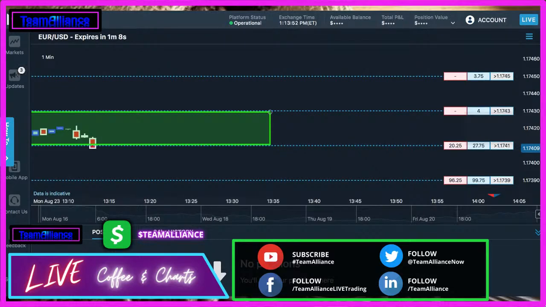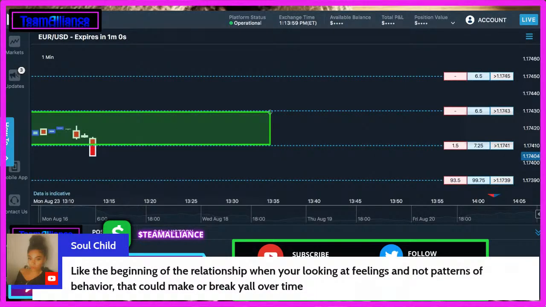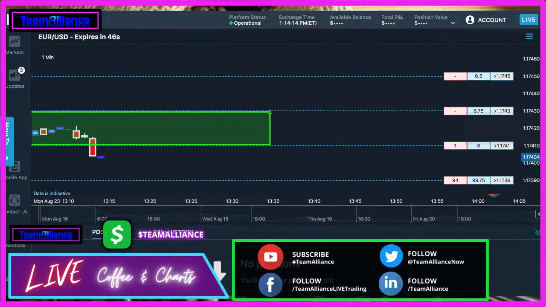This is awesome, what Angel said right here. Look at this. At the beginning of the relationship, you're looking at feelings instead of patterns of behavior. The patterns, if you recognize them early, you can get out of that relationship before it's too late. Amen to that.